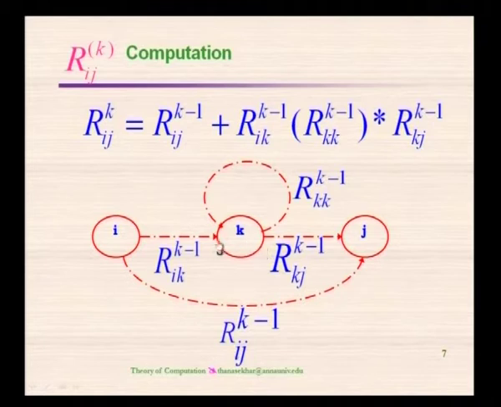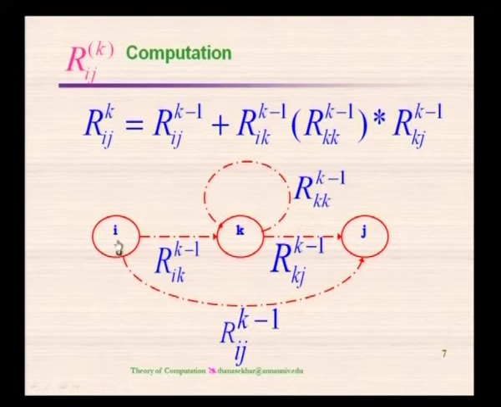Otherwise, it is going to be the concatenation of three subcomponents: from i to k with k minus 1 as the maximal numbered intermediate state, followed by k to k with maximal numbered state k minus 1, but it should be under closure, because this path can be visited any number of times including 0 times.